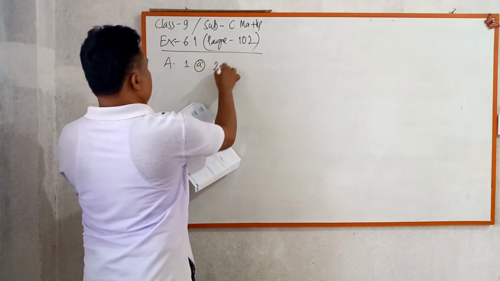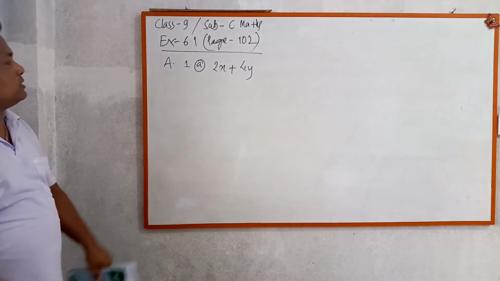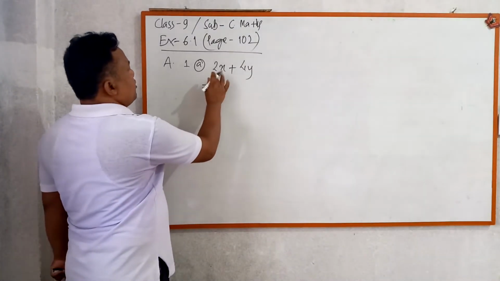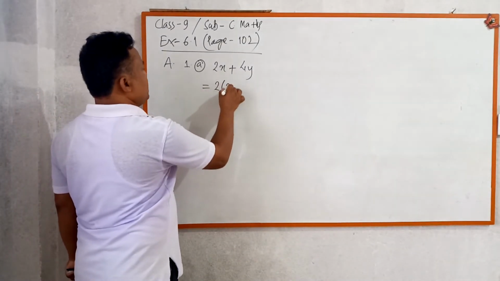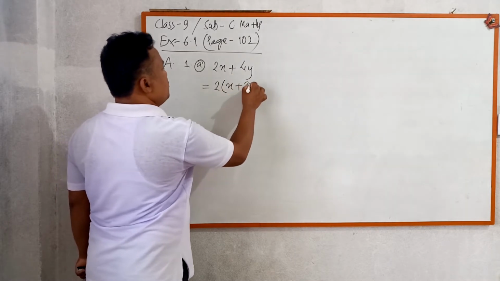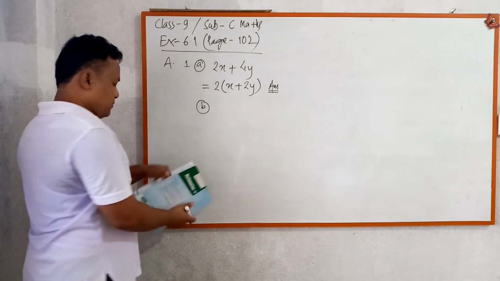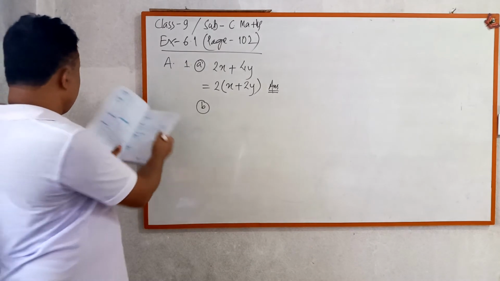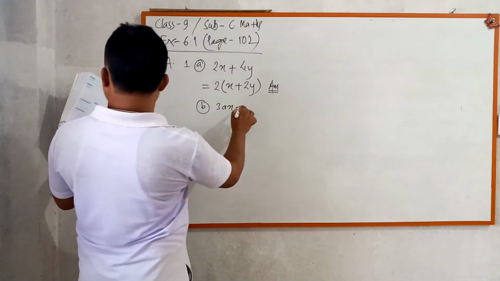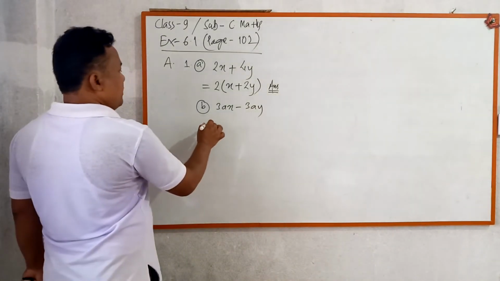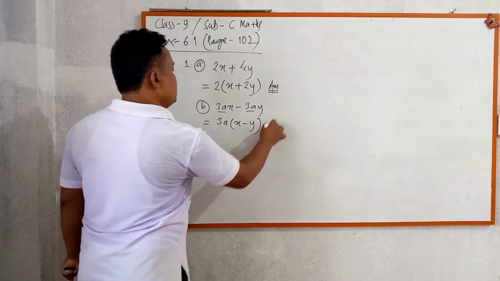1 A is 2x plus 4y. So how to factorize this? This is very simple. We can simply take common from 2 and 4. Obviously 2 is common, and the remaining terms are x and 2y. This is the answer. And B, look at that. What is there in B? Similarly, 3ax minus 3ay. Here 3a is common, so 3a common, x minus y. So this is also done.